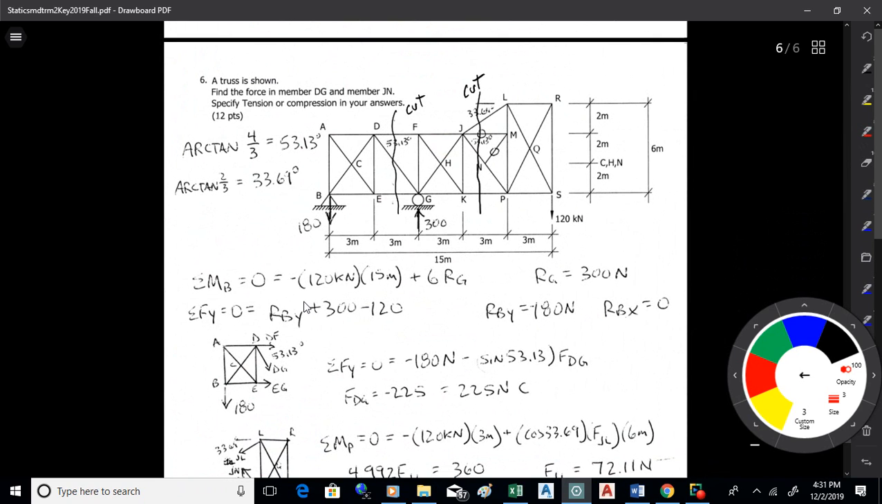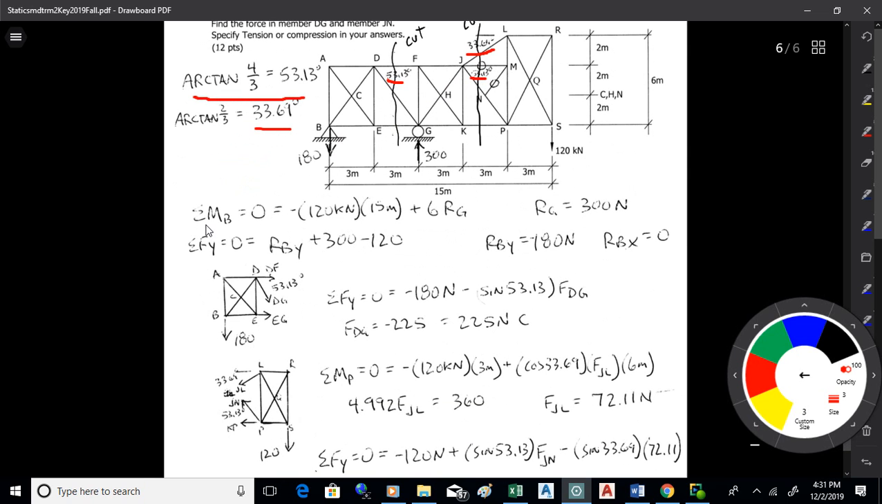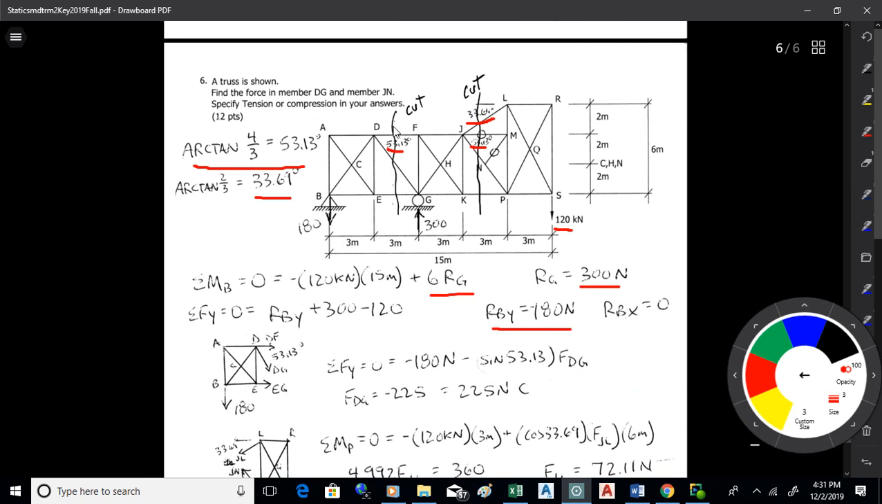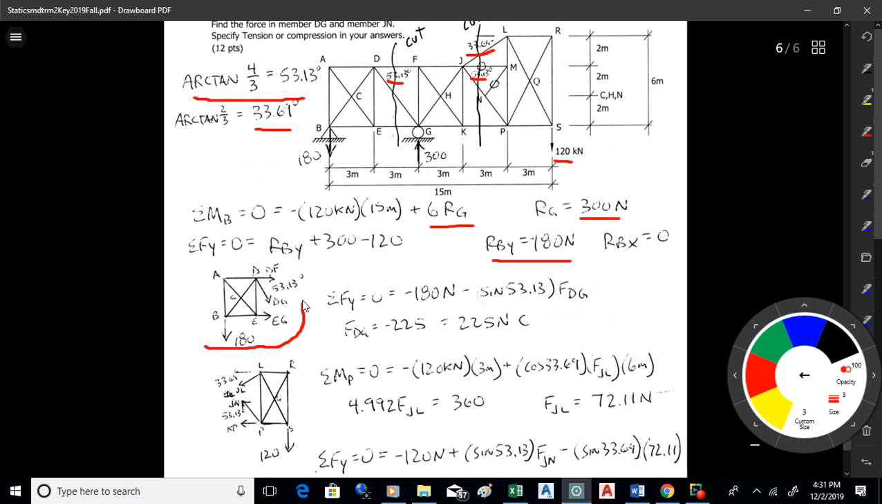All right, the last one here, I needed to find a couple angles, so I do the tangents there. This angle is 53.13. This other one here is 33.69, right up there. This is also 53.13. Okay, I find the reactions, take a moment about B. I get 120 times 15 minus 6 times RG. RG is 300. Sum of Fy then will get me RBY. It's 180 down. All right, I want to find DG, so I make a vertical cut through DG. I cut through DF and EG also, so I get this free body diagram.